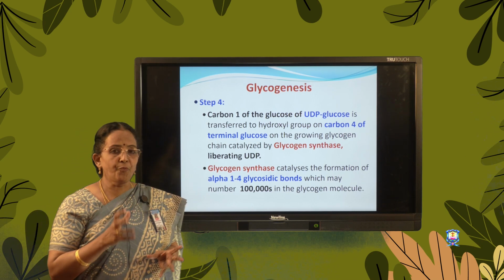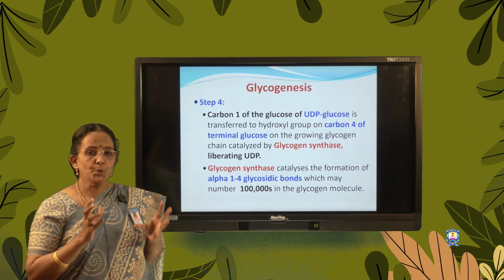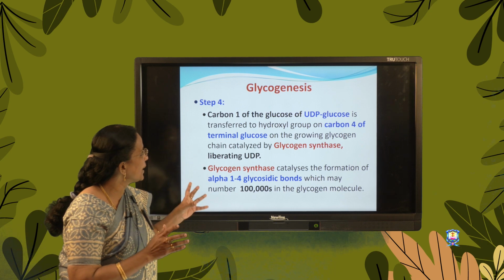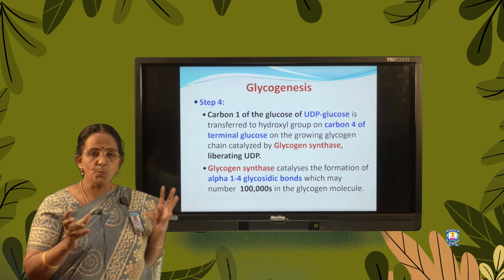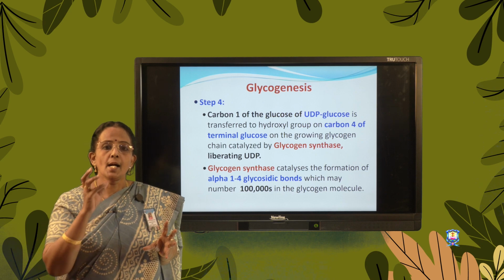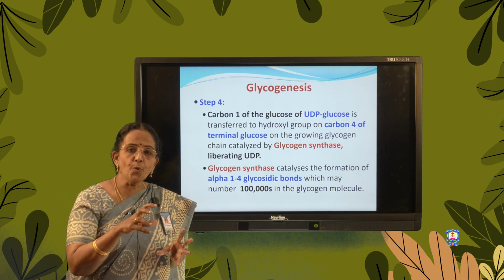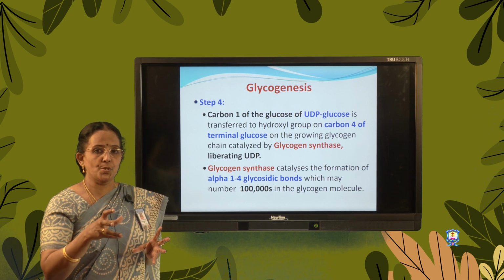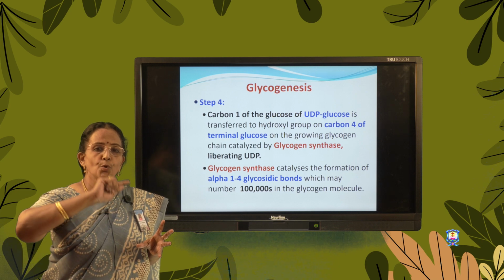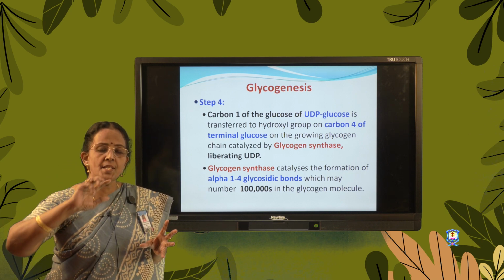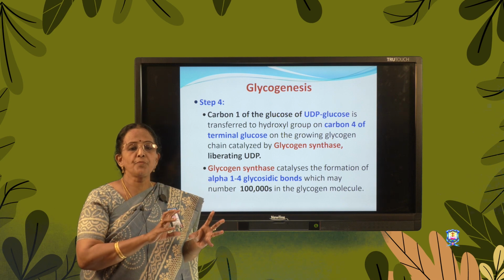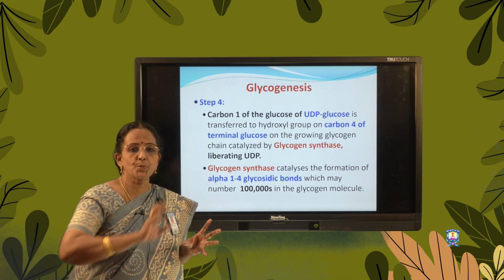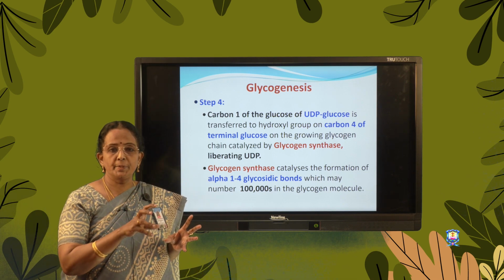And coming to step 4. In step 4, the UDP glucose is ready. The carbon 1 of the glucose present in the UDP glucose attaches to the hydroxyl group on carbon 4 of the terminal glucose. So we have a glycogen molecule with so many branches, and each branch has a terminal glucose molecule, and this UDP glucose, the activated form of glucose, can get attached to the 4th carbon of the terminal glucose.